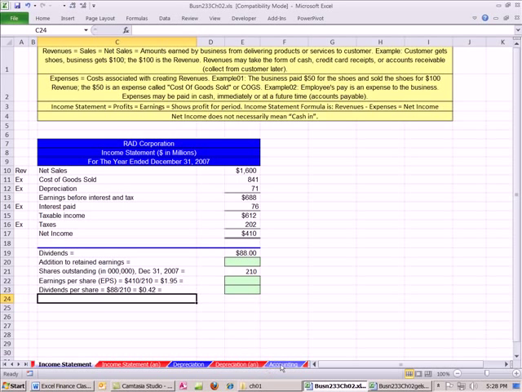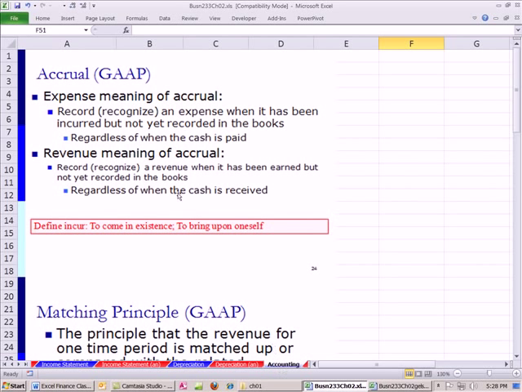Accrual accounting, actually, let's go over to this sheet right here, accrual. For revenue, it means record or recognize a revenue when it has been earned, regardless of when the cash is received. So think about it. If you buy baseball season tickets and you give them all the money up front, the cash went in, but they're not allowed to record it on the income statement till later.